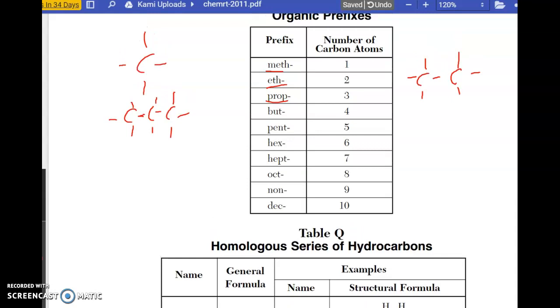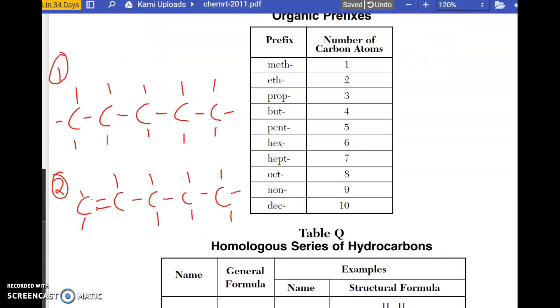So, let's try some problems. Alright, we're going to start with problem number 1, and we're going to try to name this hydrocarbon organic compound. So, let's start off. We have to figure out which prefix we're going to use before we figure out the rest of the name. So how many carbon atoms are shown here? I have 5. So because I have 5, the name's going to start with pent.